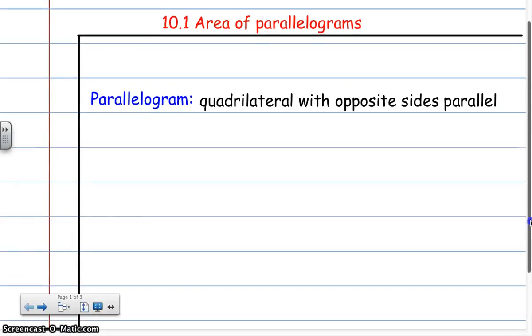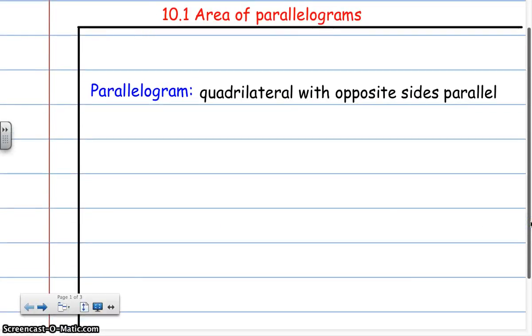10.1, we're going to be talking about area of parallelograms. We're getting into our geometry unit. I just need us to be able to define parallelogram. A parallelogram is a quadrilateral that has opposite sides that are parallel.